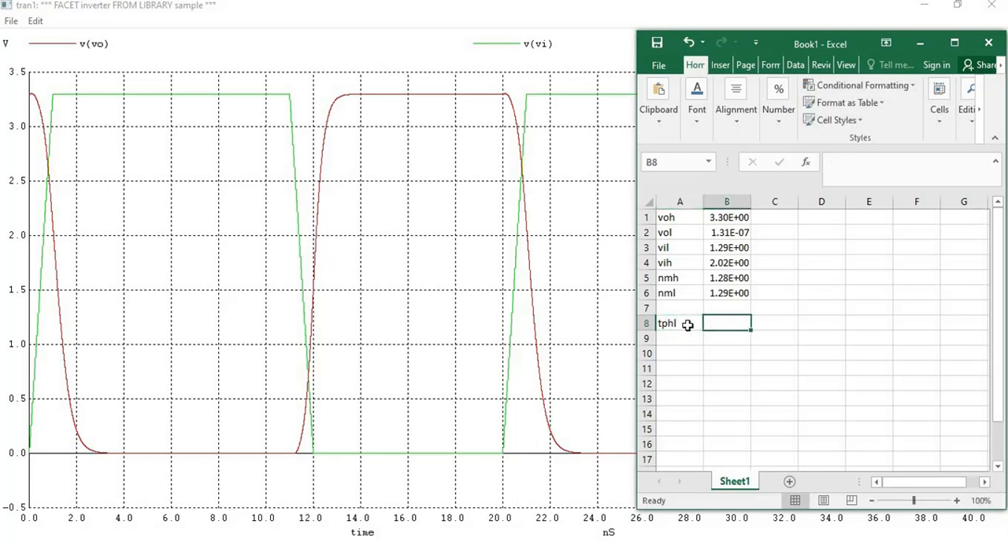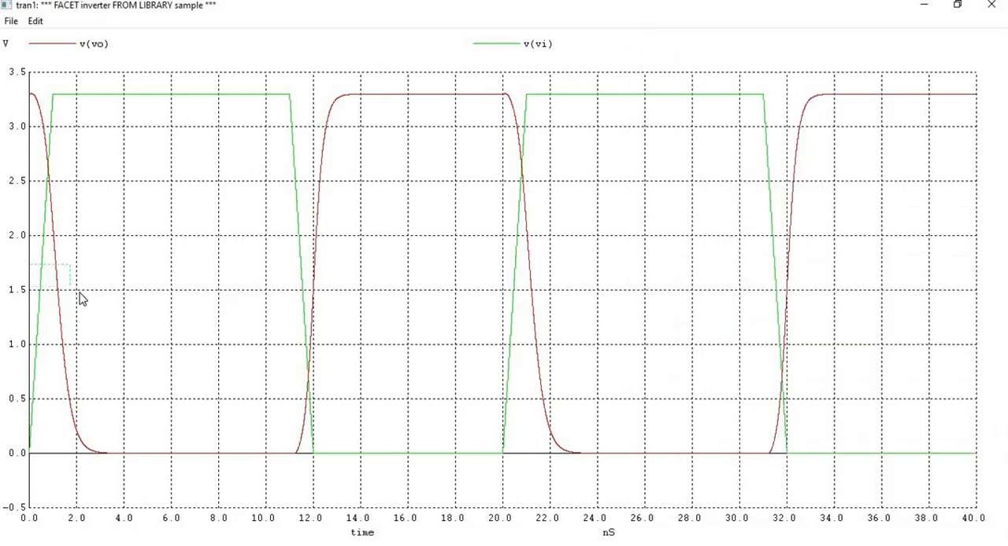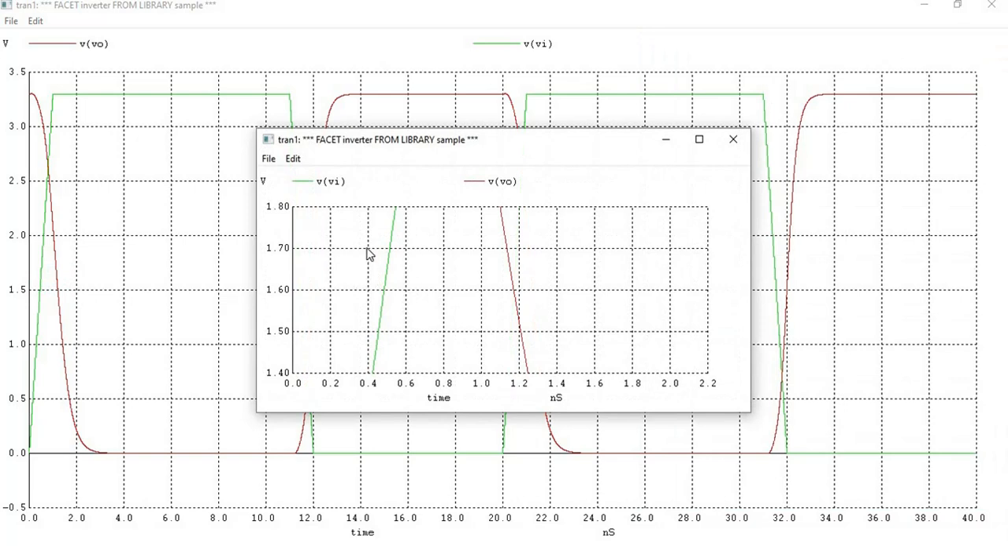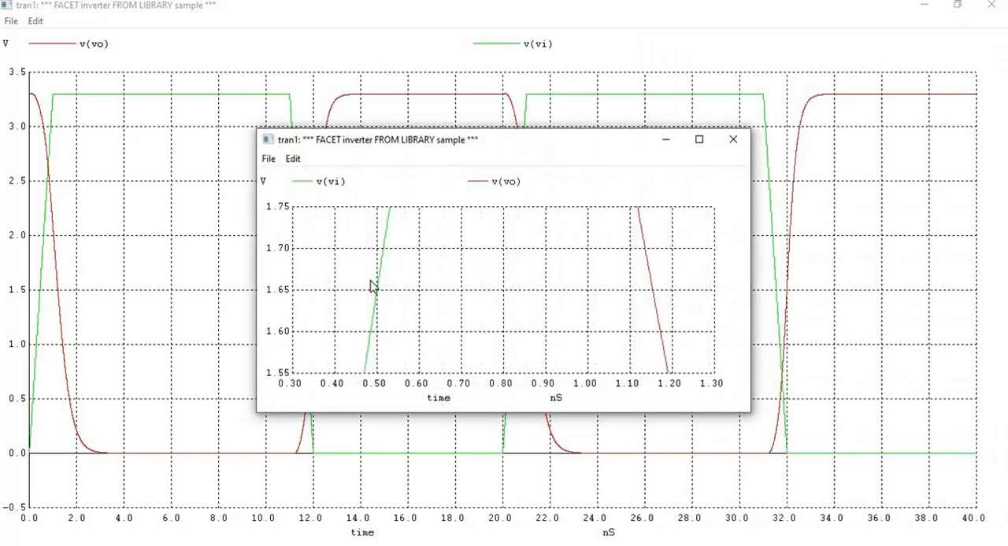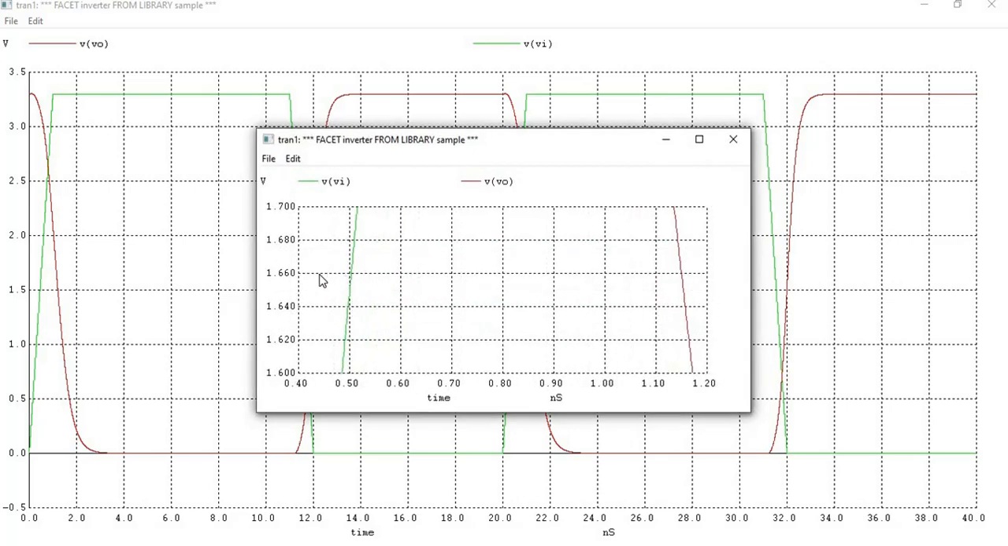So for TPHL, for us to get the value, you can just zoom. At the 1.65 level, so again, using the graph method, we're just approximating the values. So this would be the approximate value. In this case, the input at 1.65 is around 0.5 nanoseconds.